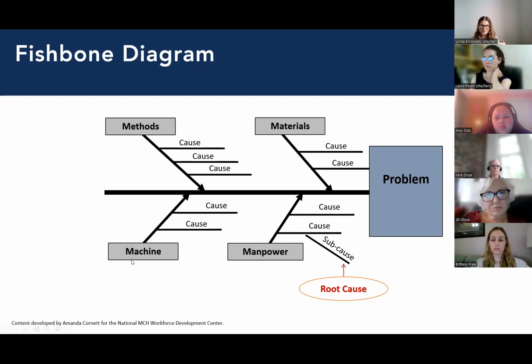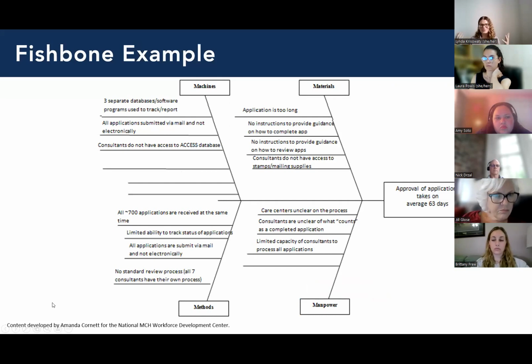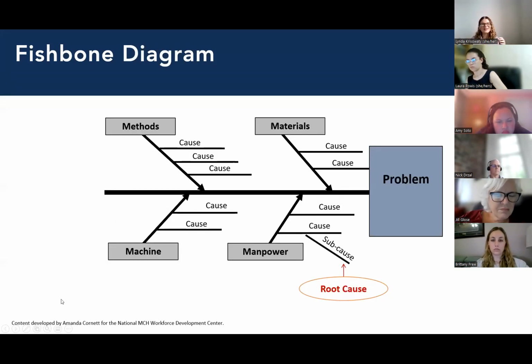So the next step after you've identified your key causes, if we can go back one slide, please, thank you. After you've identified and labeled those key causes, you would then draw lines from each of those causes back to your problem statement.